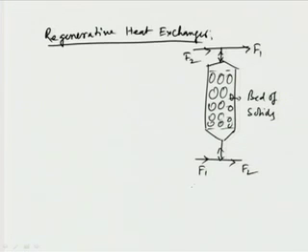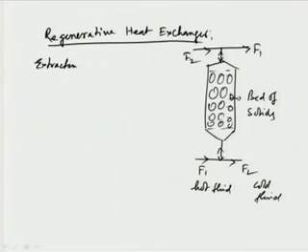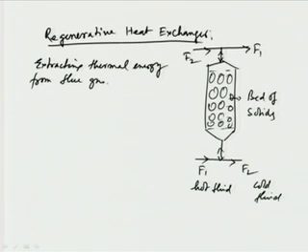If F1 is the hot fluid, F2 is the cold fluid. The hot fluid is coming in and becoming colder, it is leaving its energy, and the bed becomes warmer. Then from the other end, F2, which is a cold fluid, comes in, takes the energy and goes away this way. This kind of energy utilization is used particularly for extracting thermal energy from flue gas. Flue gas comes out at a high temperature.